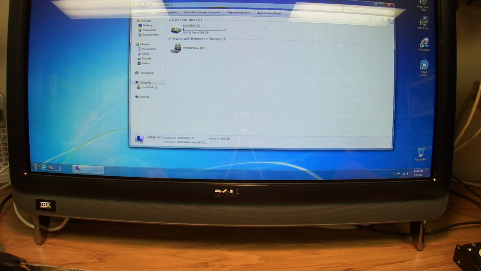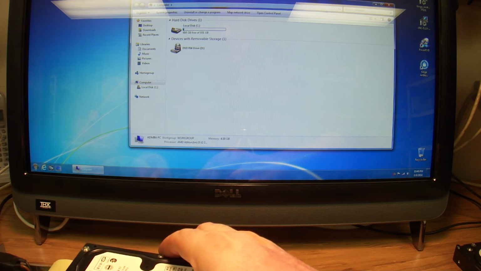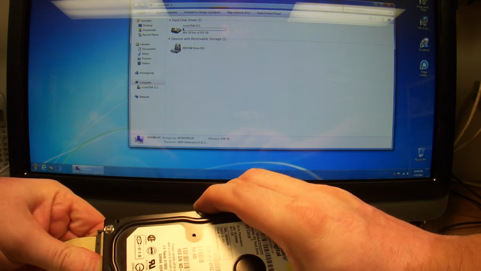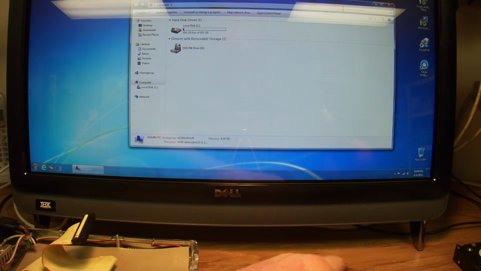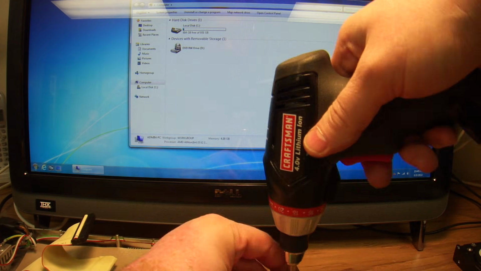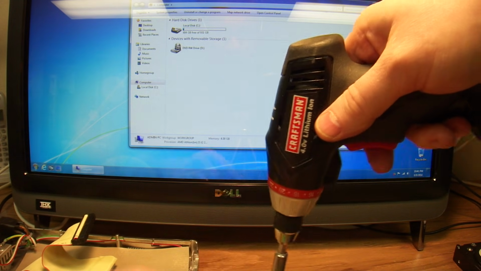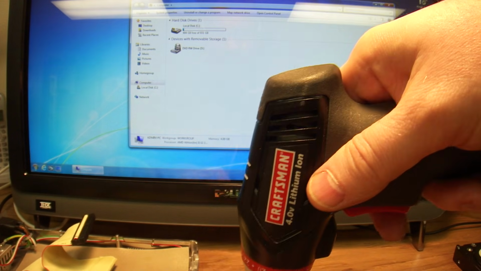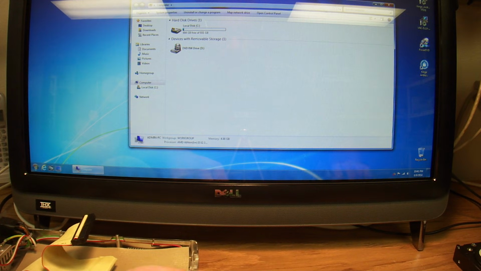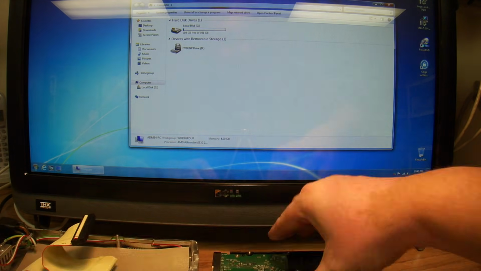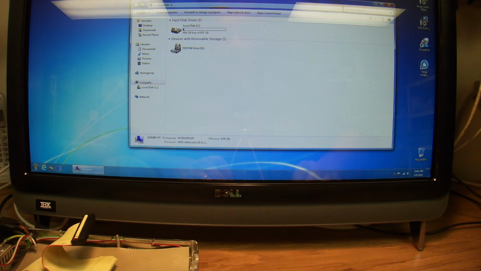So let's just for kicks try the last controller and see what we're going to find. So we are making progress, just not the progress I was hoping for. So we got number two. Let's take that off. And let's do number three.